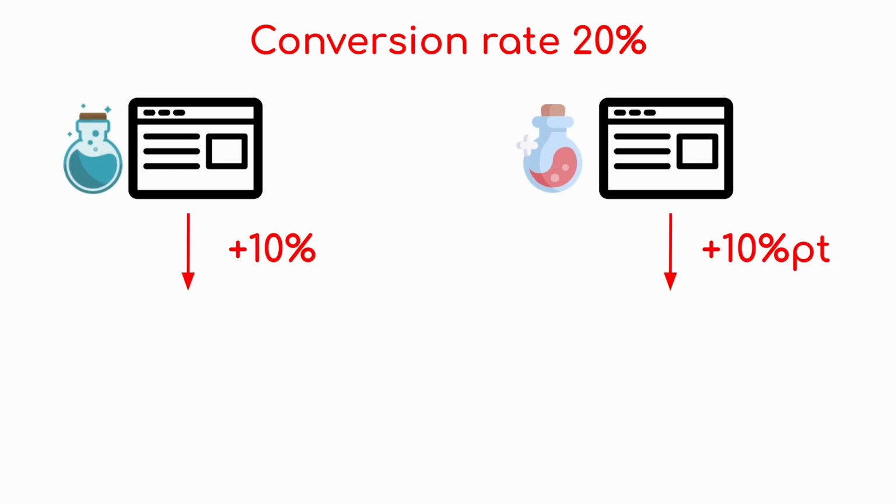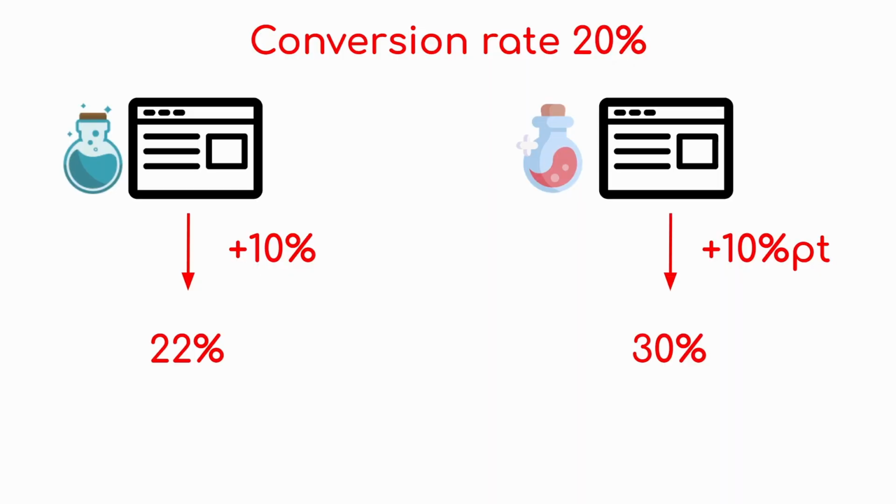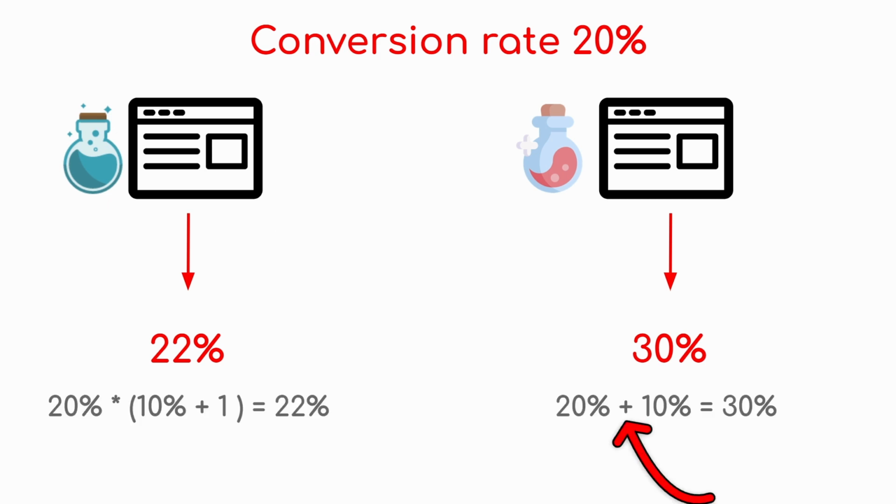In your opinion, which website will have a higher conversion rate the next day? We assume the potion works in a day. If you say they will have the same conversion rate, then you are totally wrong. Because the first website would have a conversion rate of 22% and the second website would have 30%. This is because percentage points are added to the current number, whereas percentage increase is multiplied by the current number.